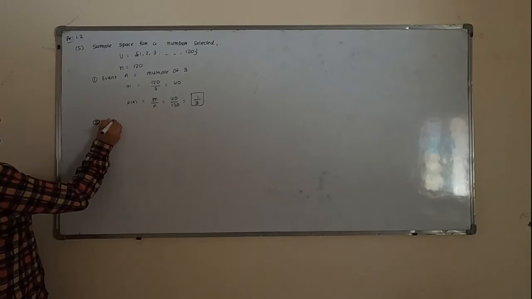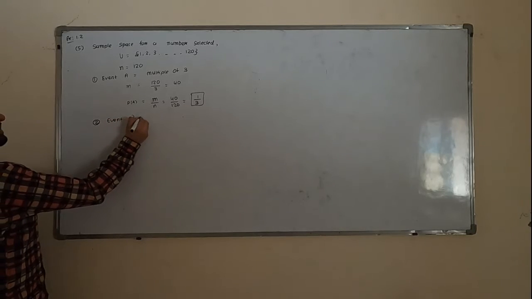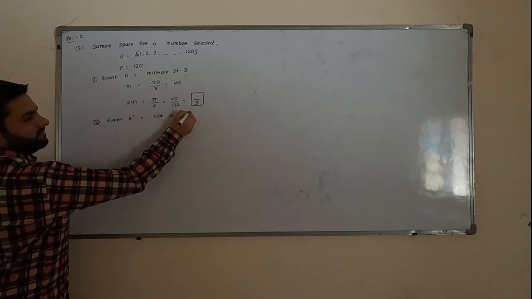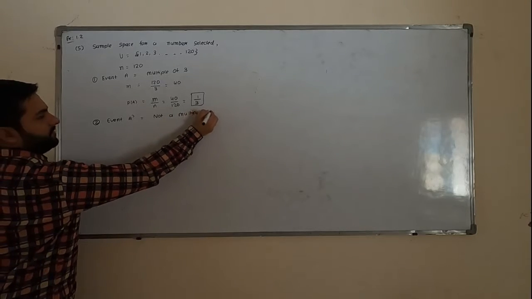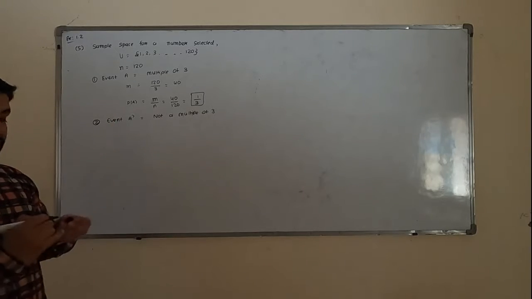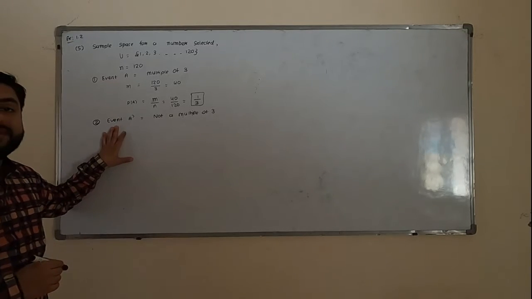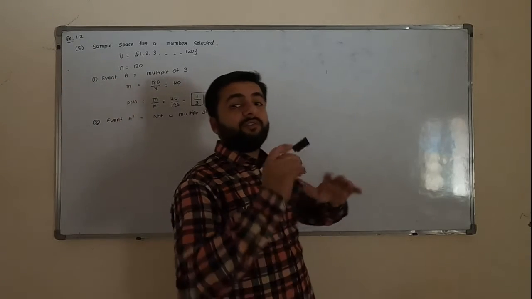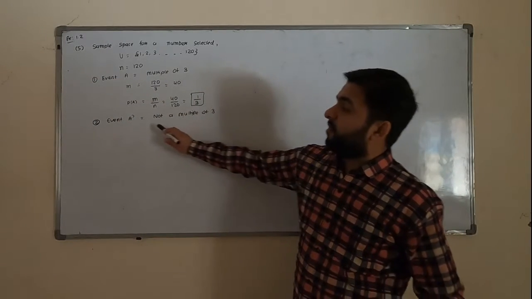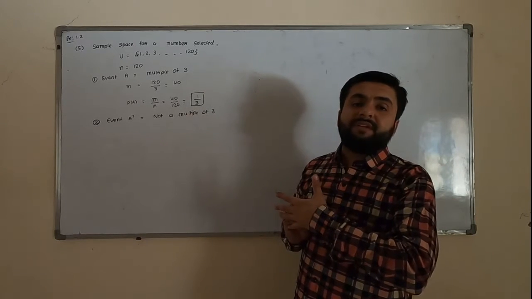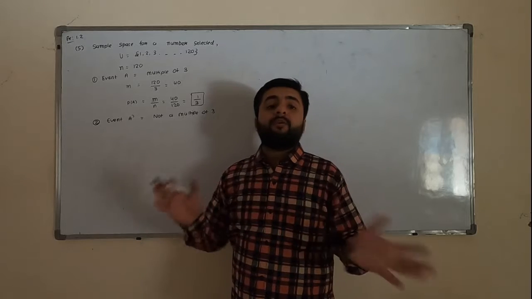Now the next event is to understand event A complement. Why complement? Not a multiple of 3. It is not possible to find it directly, so we are finding the totally opposite event. When events are opposite to each other, always use the complementary event, because it is in the definition of complementary event itself.